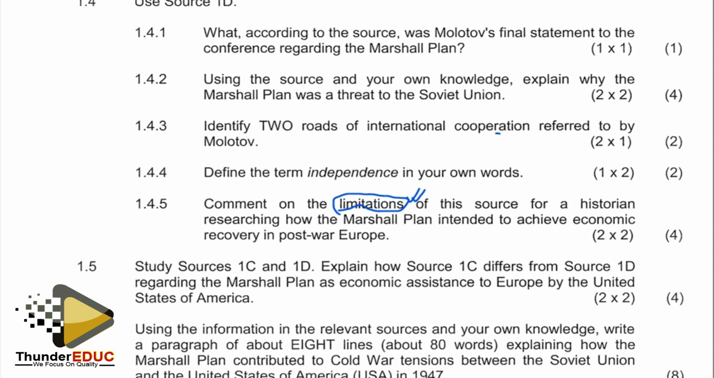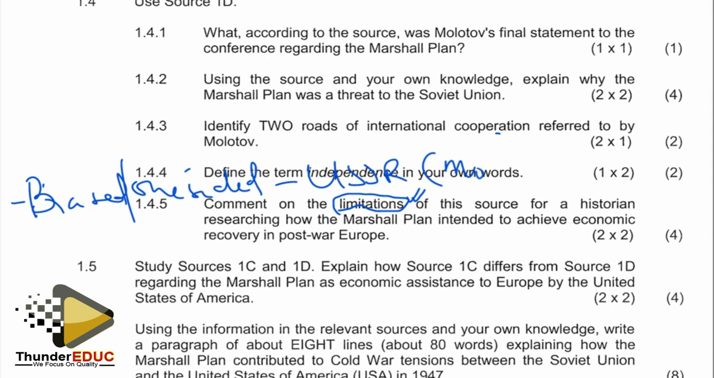Right. Number one that I can argue here, I can argue that this source is limited because it's biased. By bias, you are saying it's one-sided. To whose side? The side of the USSR, who were represented by the foreign affairs minister, which is Molotov. These sources were only hearing the side of the USSR. They are saying this Marshall Plan, it doesn't work. It wants Britain, France, and America to dominate the world. They want to influence other countries of the world.